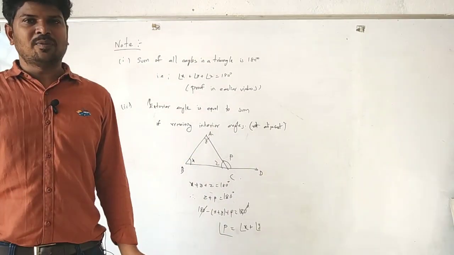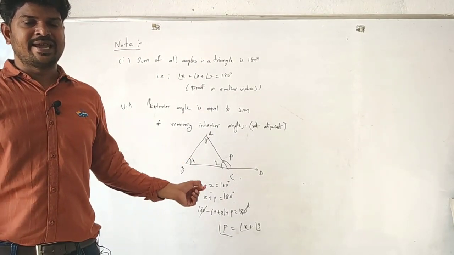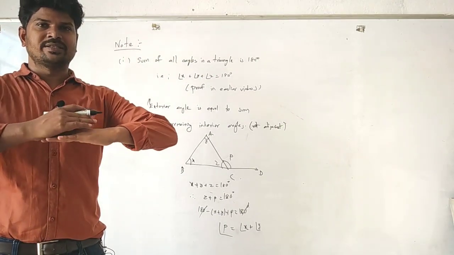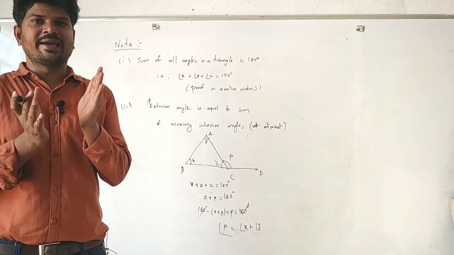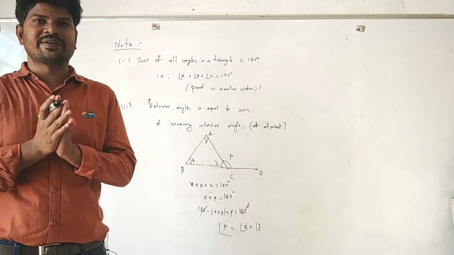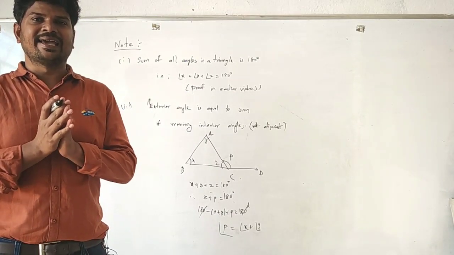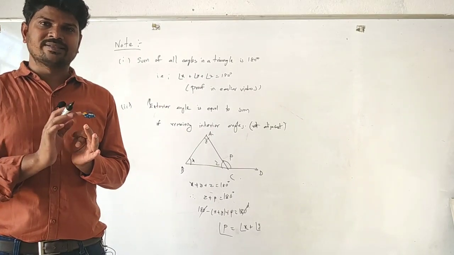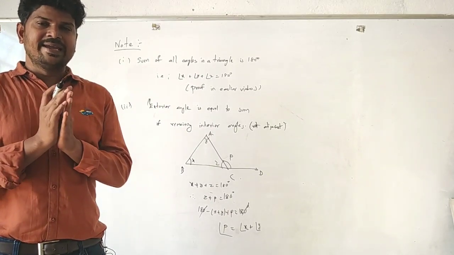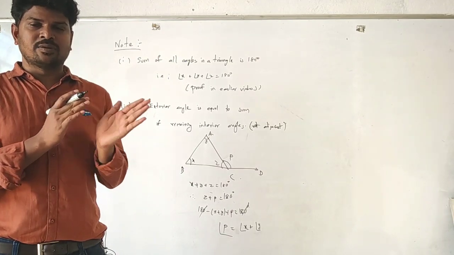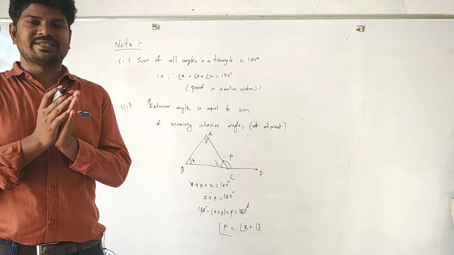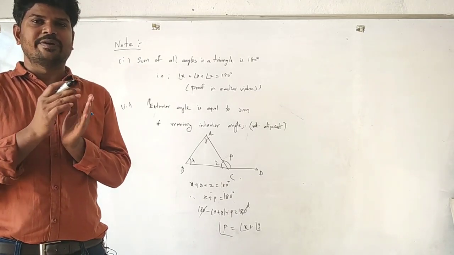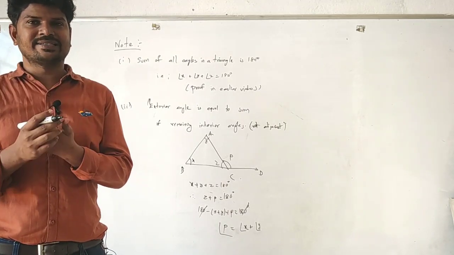Next, the second point is about the exterior angle. First, what is an exterior angle? If a curve is formed like this as a closed surface, all angles that are inside the closed surface are called interior angles. That is, angle X, angle Y and angle Z are called interior angles. An angle that is formed external to the closed surface is called an exterior angle. At each vertex, we have both interior and exterior angles.